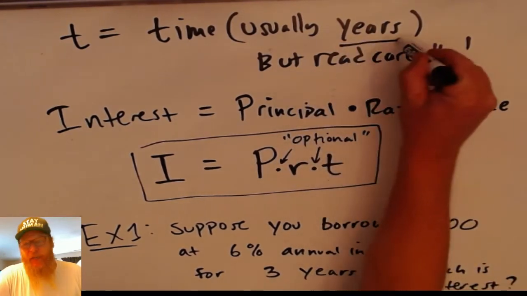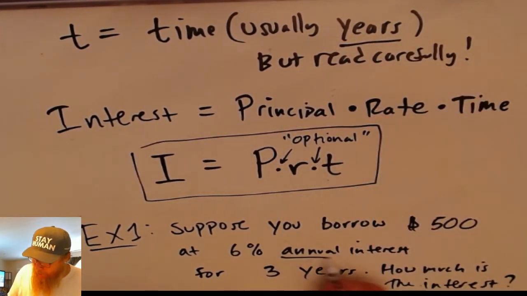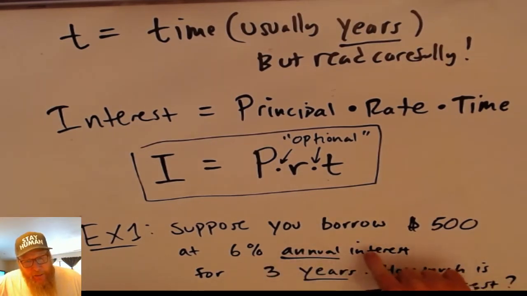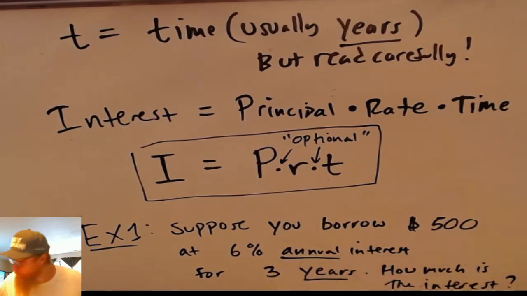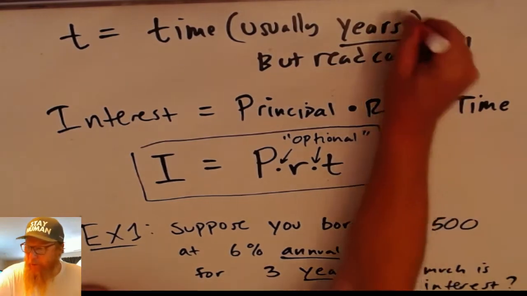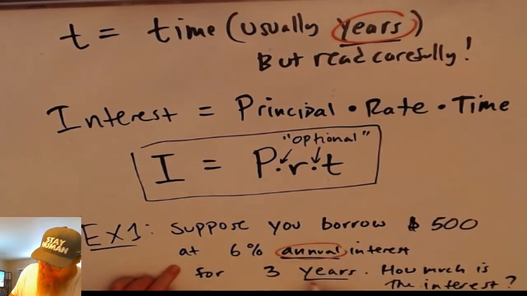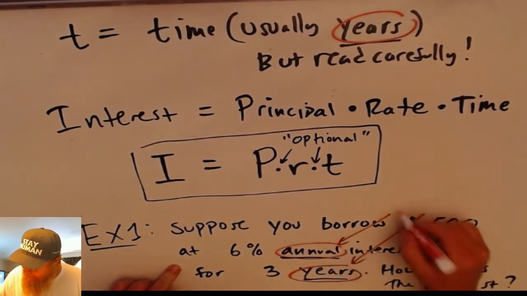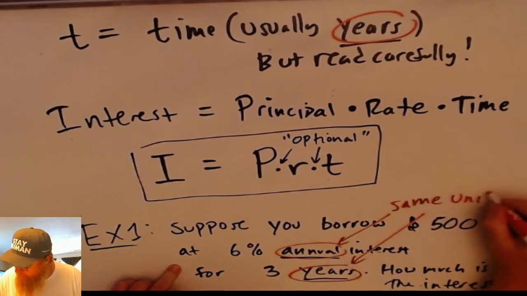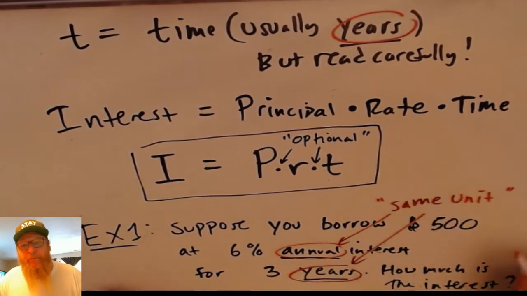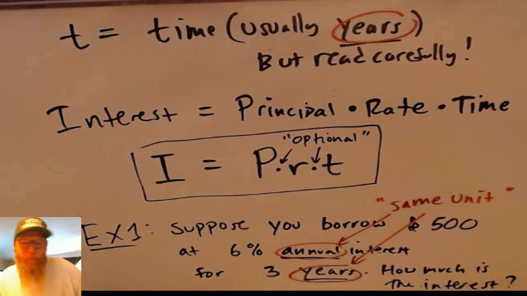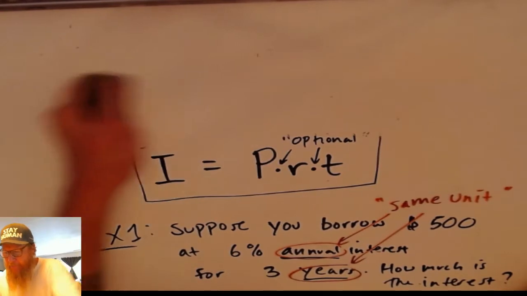So it is in years. We do want to make sure that these match. It says 6% annual interest and 3 years. Annual means per year. So that's very important. You want to make sure that the interest rate and the amount of time are the same unit of time. So they're both years, annual and years. Sometimes it'll say per annum.